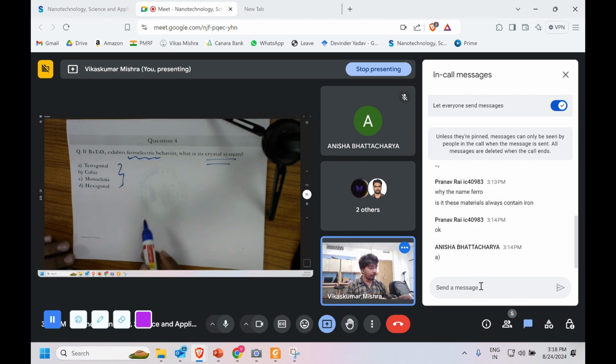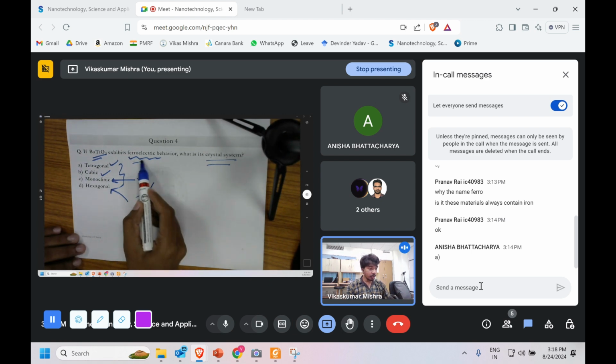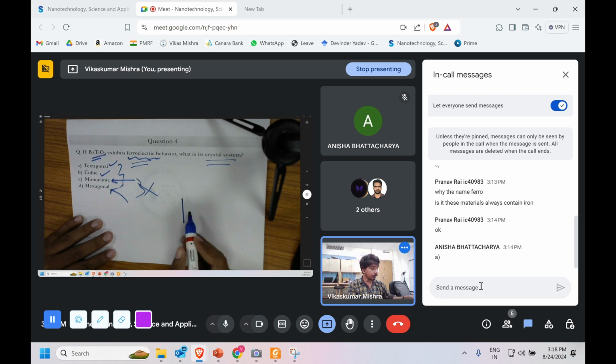See, let me tell you, BaTiO3 doesn't even exist in monoclinic, neither does it exist in hexagonal. These two crystal structures don't even exist for it. It exists in tetragonal and in cubic. But if it is showing ferroelectricity, it means that the center of the positive and the center of the negative have shifted.